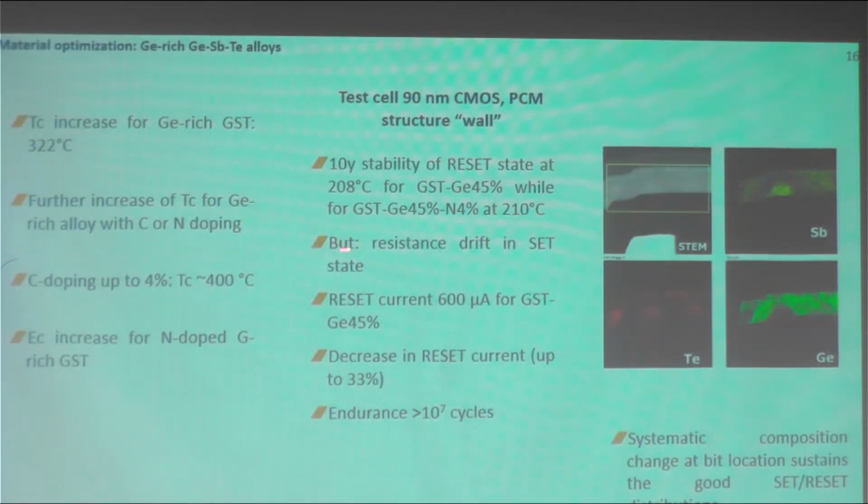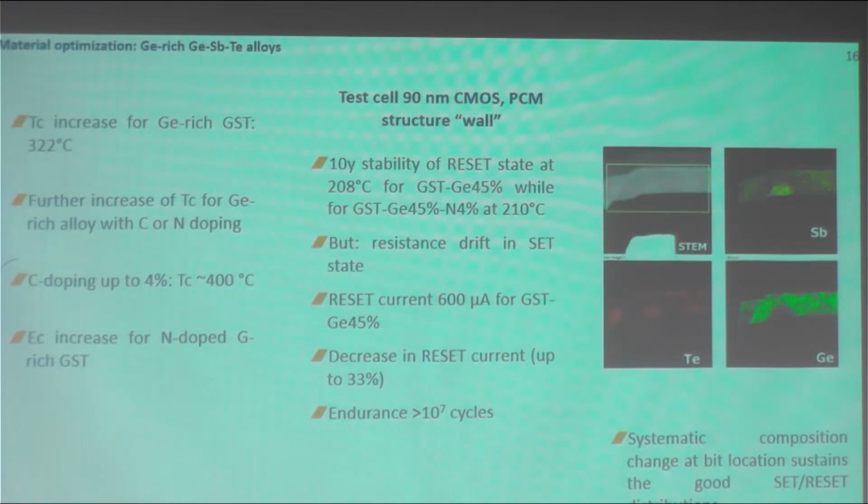But again, there is the problem of resistance drift and the set state. Reset current is on average 600 microamp. Again, a decrease in the reset current, and endurance is more than 10 to the 7 cycles.